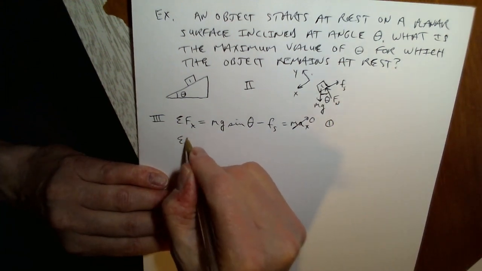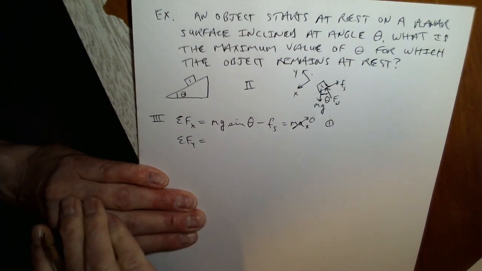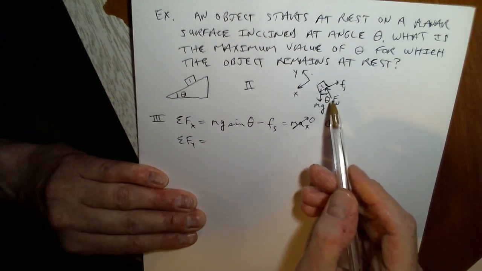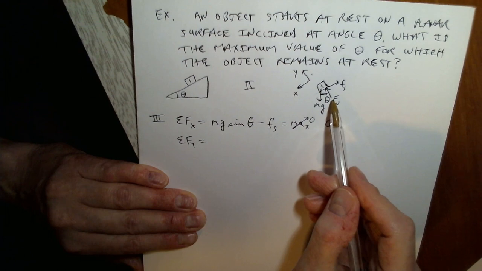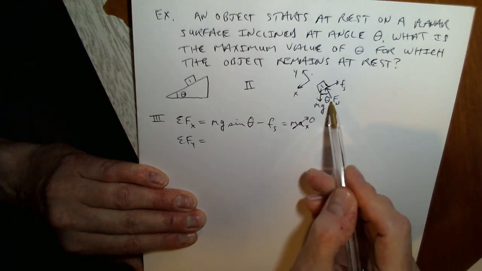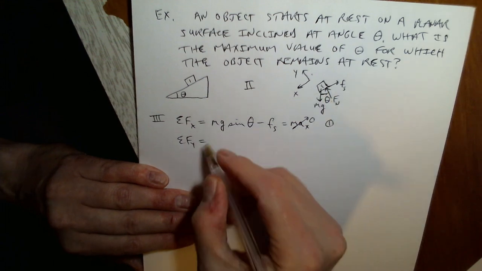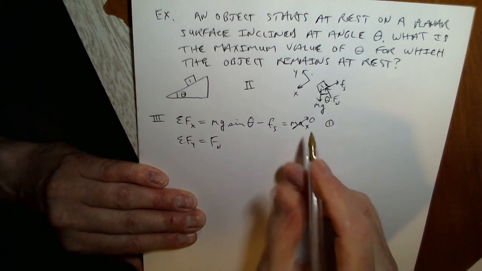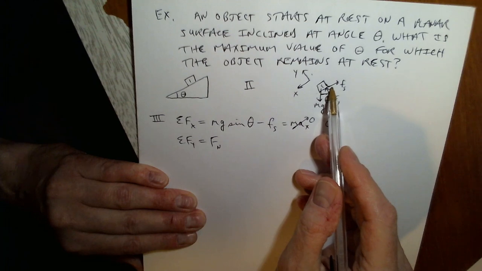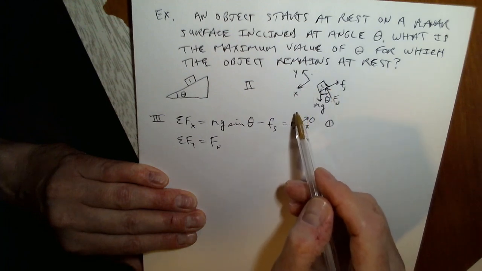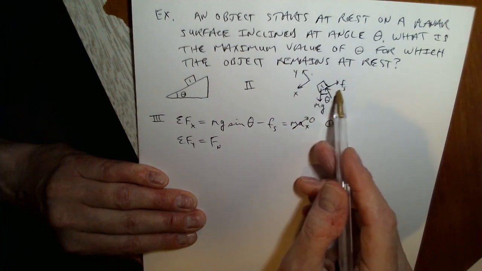Second equation is sum of forces in the y direction. And we've done this before, I think, maybe not. The normal force is in the plus y direction, and it's all in the y direction, so it's going to be plus Fn. Static friction has no component in the y direction, so its y component is 0.